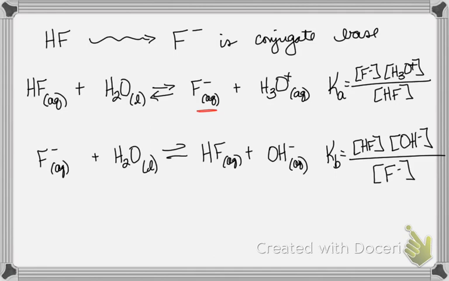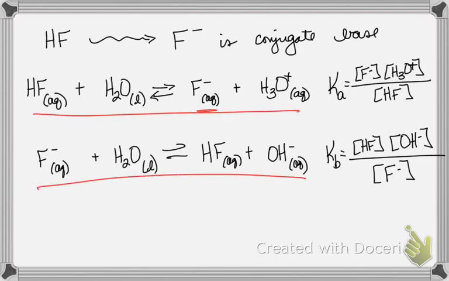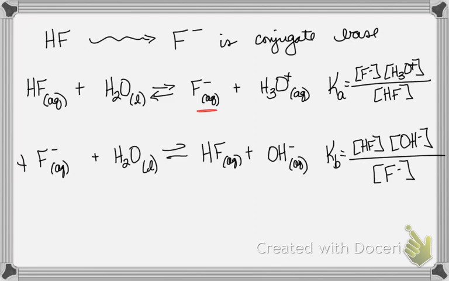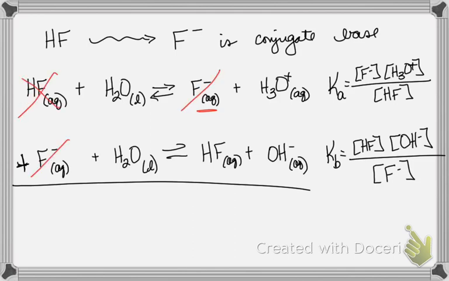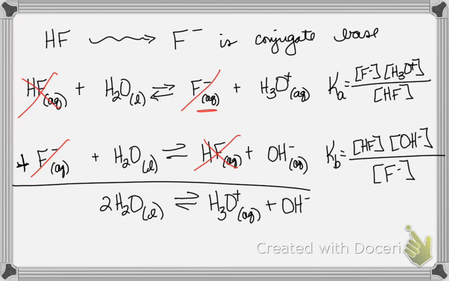Okay? Now, if I were to take this balanced equation and this balanced equation and add them together, what would that look like? The fluoride ions would cancel out. The hydrofluoric acid would cancel out. And I would be left with two waters yields the hydronium ion and the hydroxide ion. And that should look familiar because that is the Kw equation.